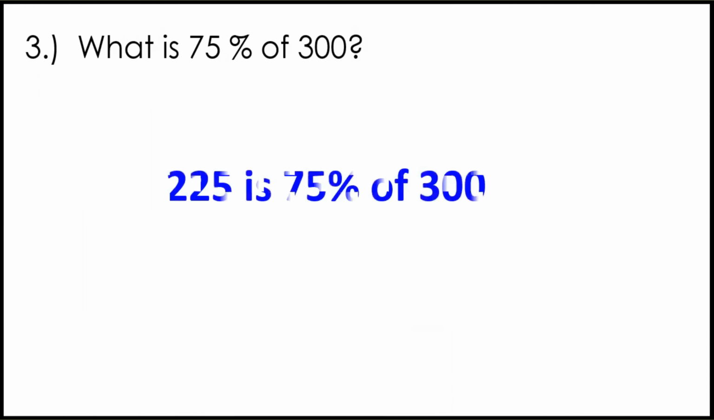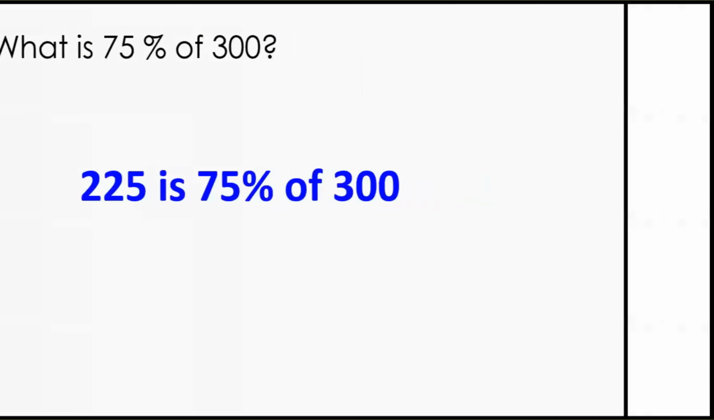So, therefore, 225 is 75% of 300. No? So, percentage natin, 225. Rate natin ay 75% and yung base natin is 300. Yan po. P, 225. Rate, 75%. Then, base natin or B is 300.